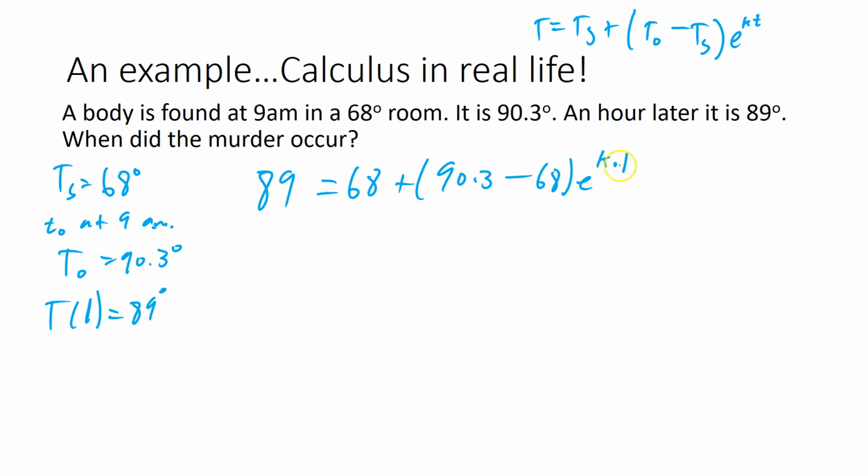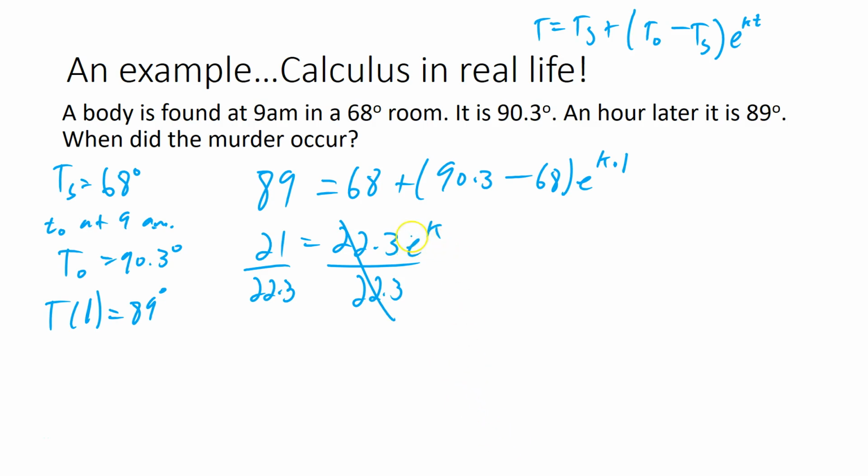So when t is 1, we have our initial temperature minus the temperature of our surroundings, plus the temperature of the surroundings is equal to our current temperature, which is 89. Now we have to solve for K. So this is why you dealt with logs and exponents in pre-calc, because we have to be able to solve equations like this. So you subtract 68, so 21 is equal to 90.3 minus 68, which is 22.3. Hope I did that right. Times e to the K. Divide both sides by 22.3.